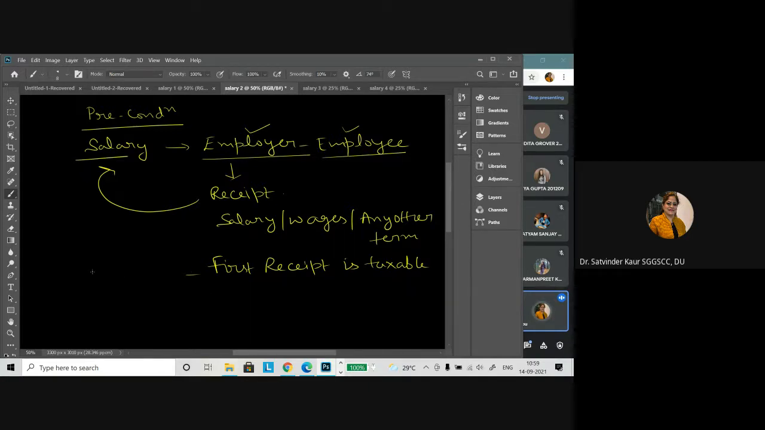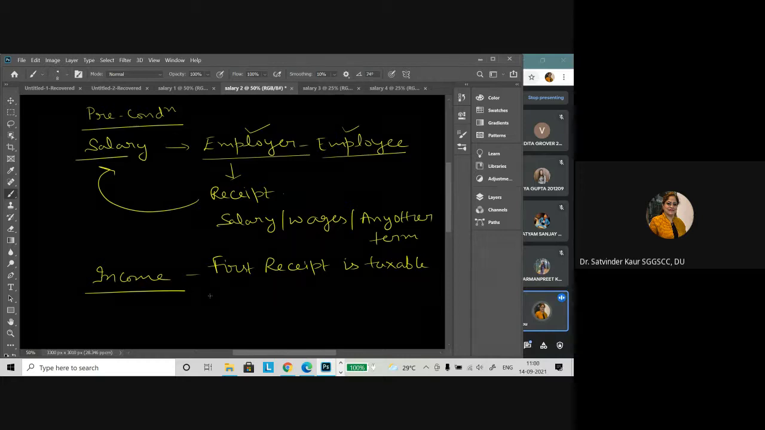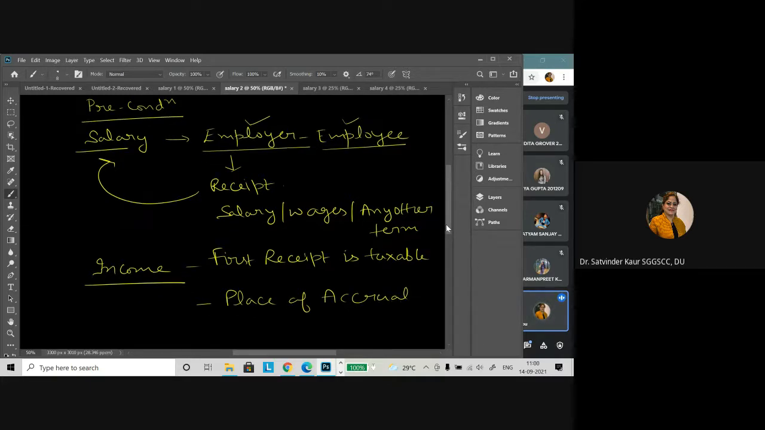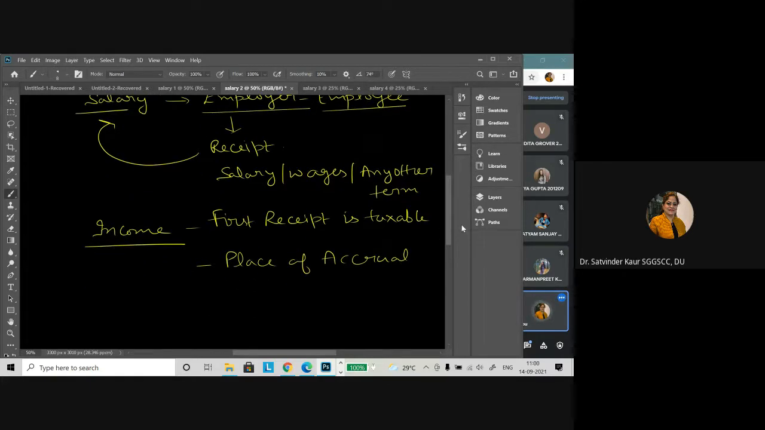But whenever we talk about salary income, for a person who has received such income under the head salary, the first receipt is going to be taxable. We'll at a later stage discuss the concept of diversion and application of income as well. The second thing is the place of accrual. When we talk about the place of accrual, it means where this particular income has been earned.